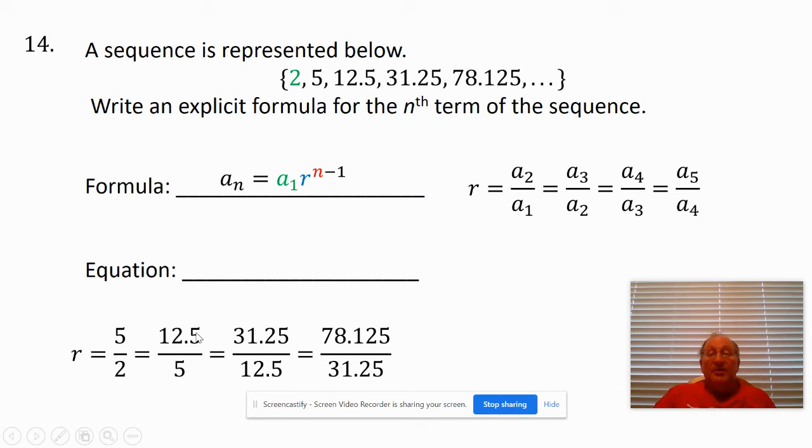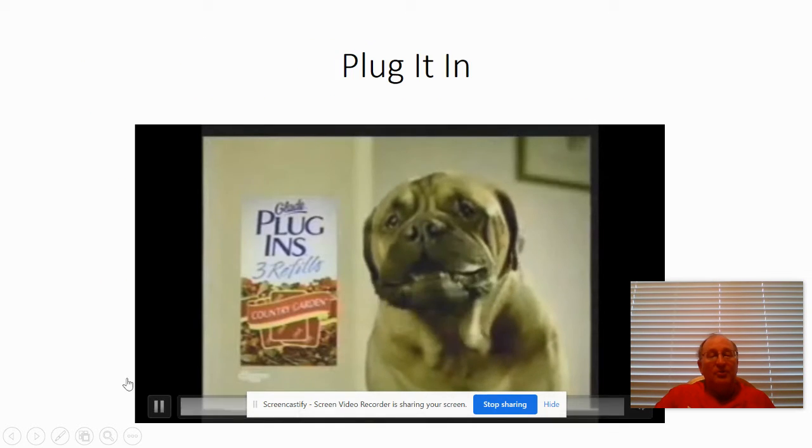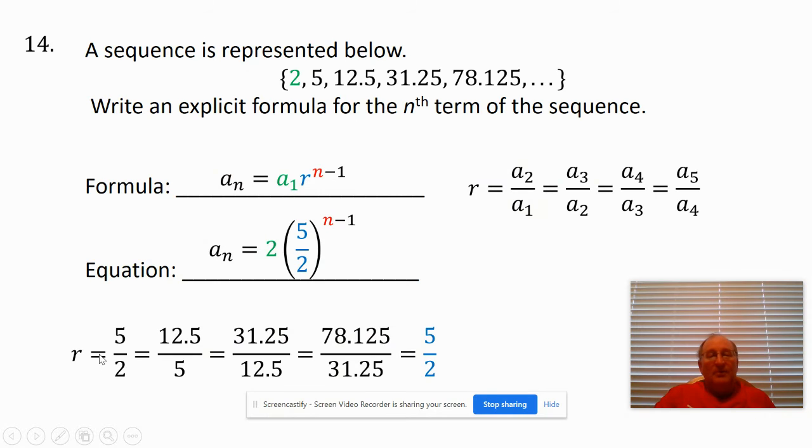And the rate has to be the same. So if it's 12.5 divided by 5, and 31.25 divided by 12.5, and 78.125 divided by 31.25, all equal the same. Now it's 5 over 2, or 2.5 if you want to use decimal. But I like to use the fraction, so it's 5 over 2. There I just wrote the equation, because the first term is 2, the rate's 5/2, or 2.5 would also be correct, to the n minus 1. You can find whatever term you want of the sequence.